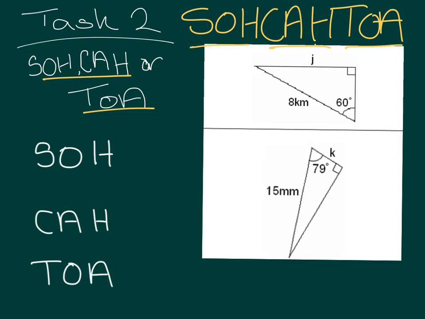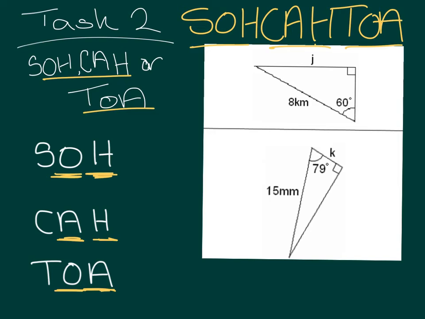So here's how we decide. SO involves the opposite and the hypotenuse. CA will involve the adjacent and the hypotenuse, and TOA will involve the opposite and the adjacent. So that's what we're looking for in our triangles.